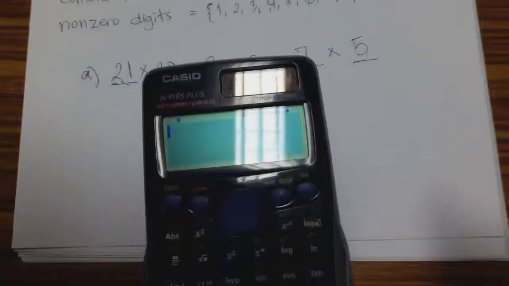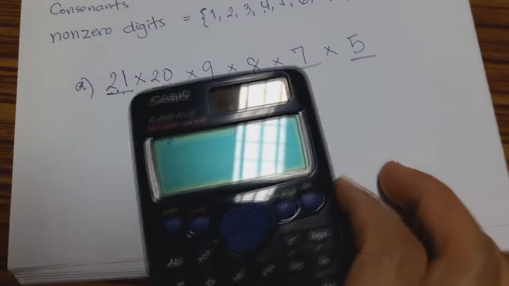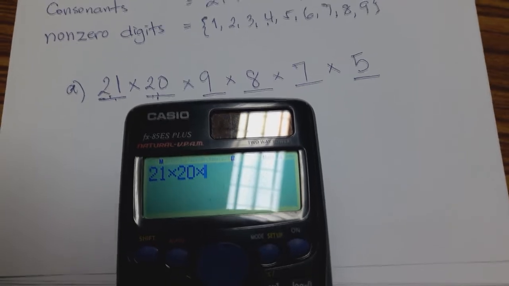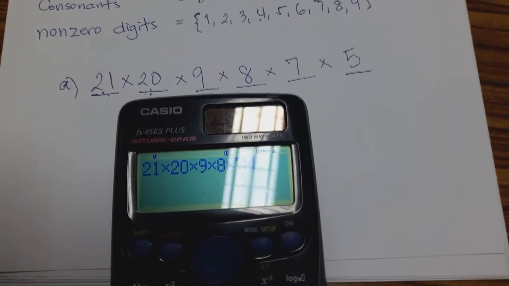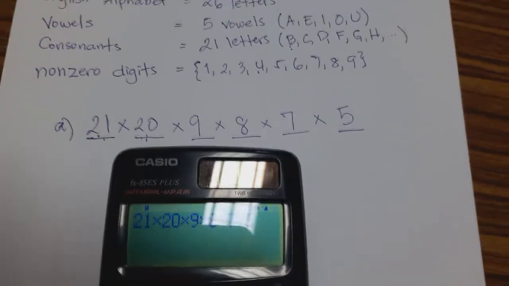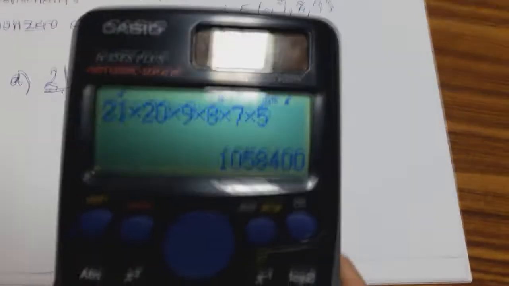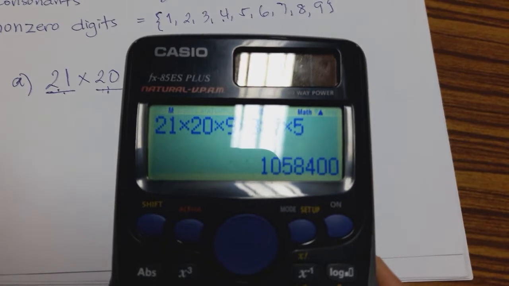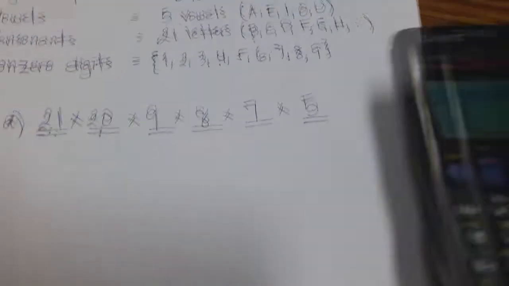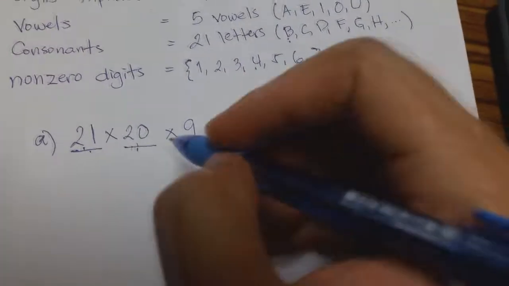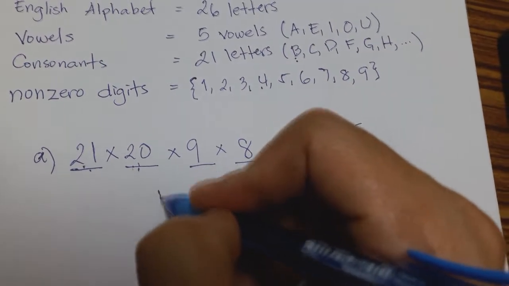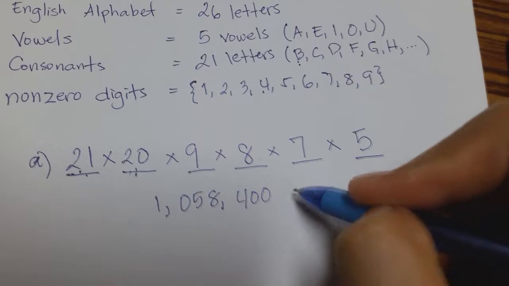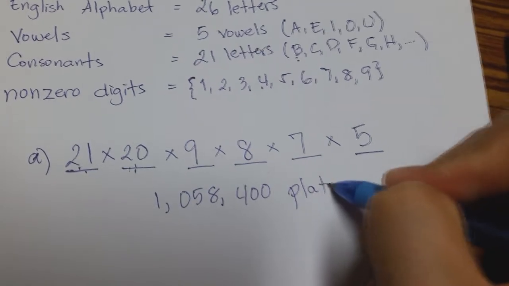So let us now use the calculator. 21 times 20 times 9 times 8 times 7 times 5. So we have, how many is this? 1,058,400 possible plate numbers. So the answer is 1,058,400 plate numbers.